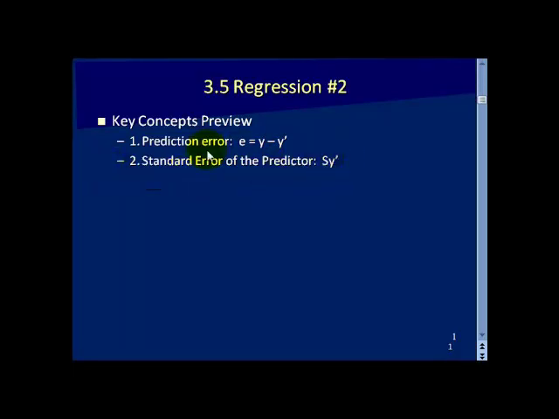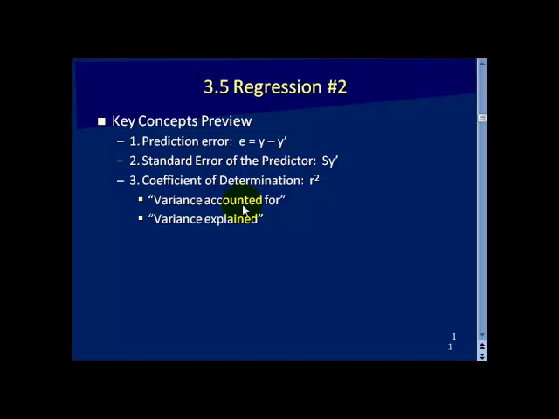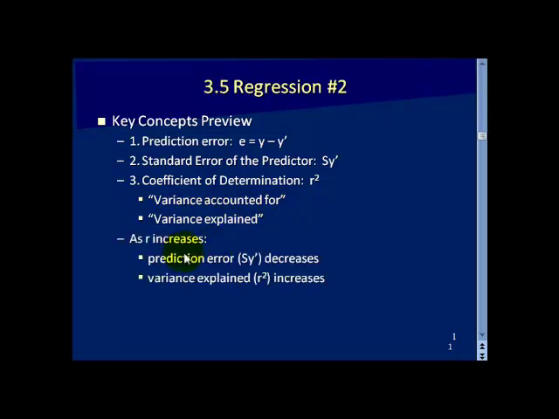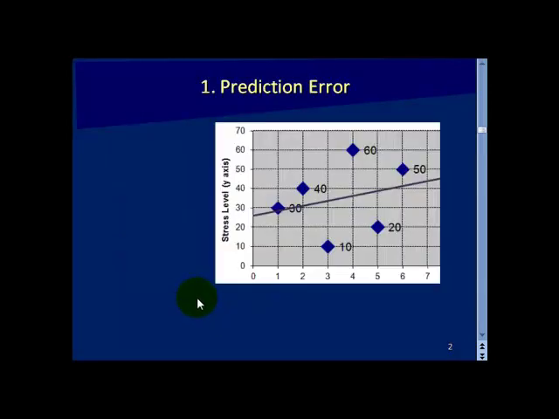Talking about the sum total of those prediction errors with a new statistic, the standard error of the predictor, that's SY prime. And then a little more on the coefficient of determination R squared, which can be understood as variance accounted for or variance explained. And key relationship here: as R increases, prediction error decreases, that is SY prime, and variance explained R squared increases. So just to give you an overview of where we're going. So let's talk about prediction error.